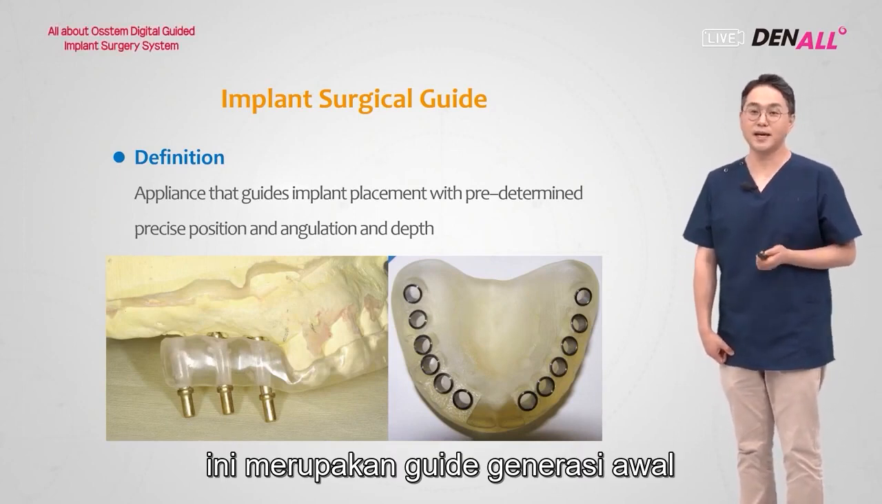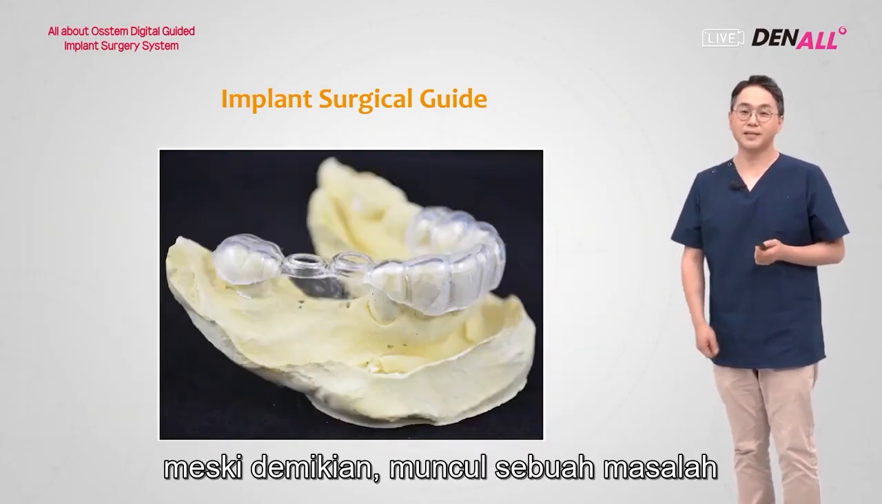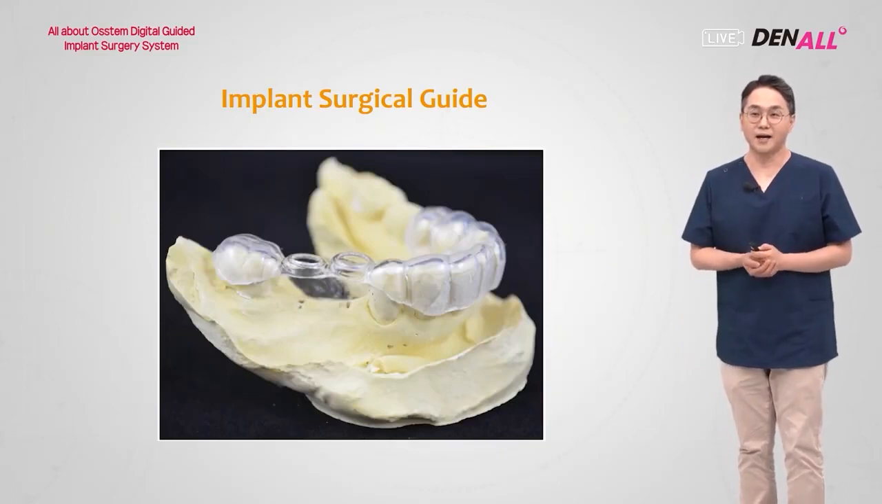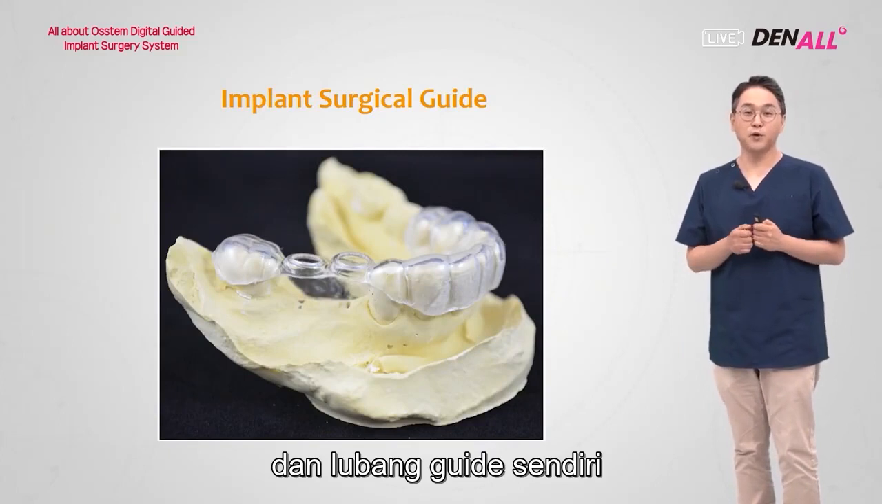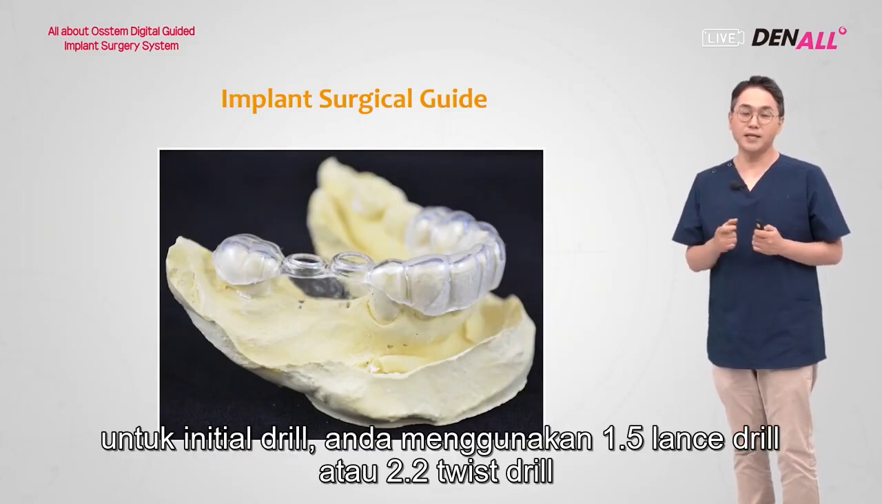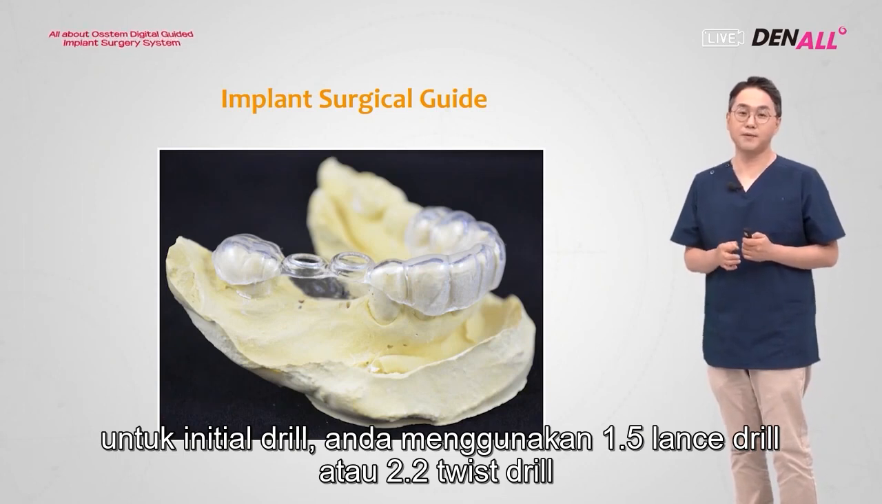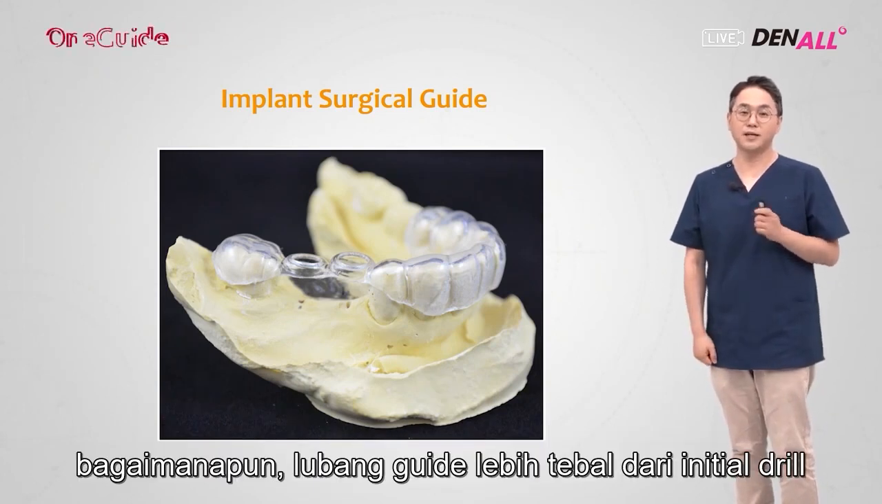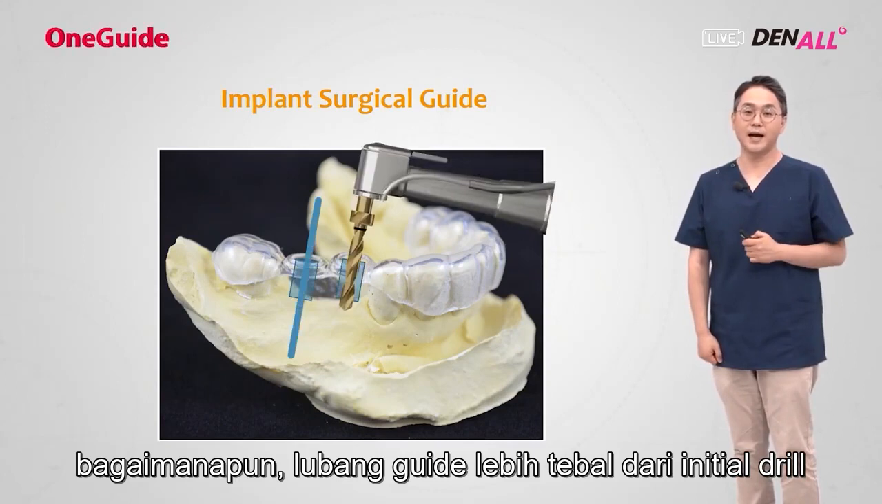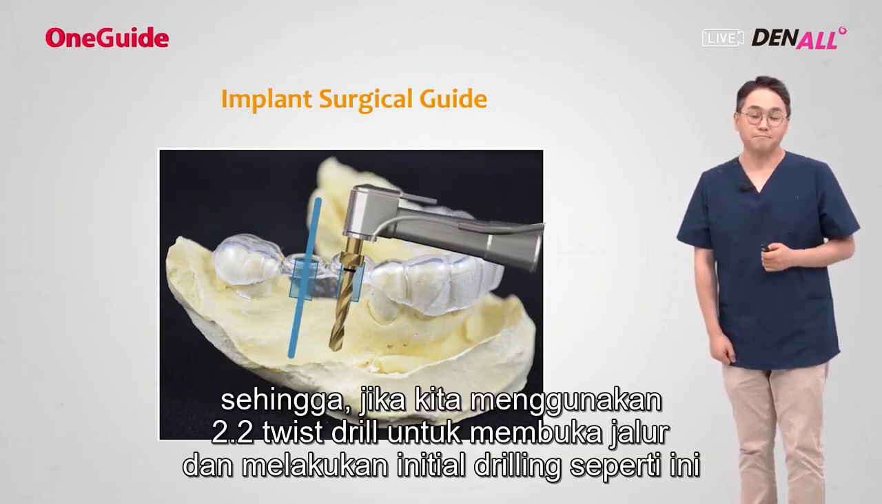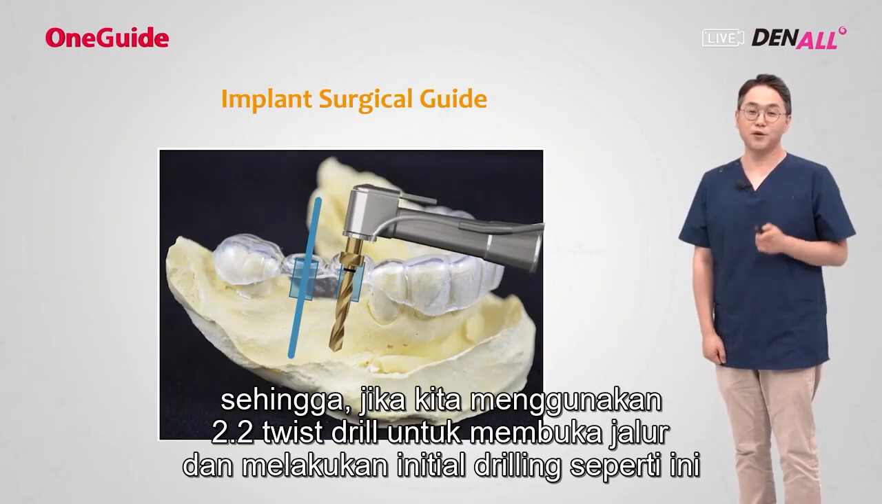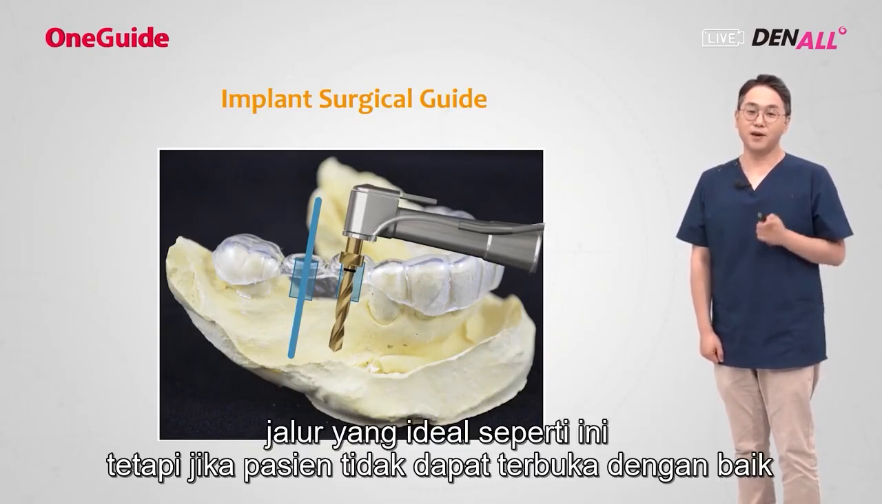This is a very early guide. However, there's a problem. There's no dedicated surgical tool for it. And for the guide hole itself, for the initial drill, you use a 1.5 lance drill or a 2.2 twisted drill. However, the guide hole itself is thicker than the initial drill. Therefore, if we use a 2.2 twisted drill to get a path and do initial drilling, we go in like this.